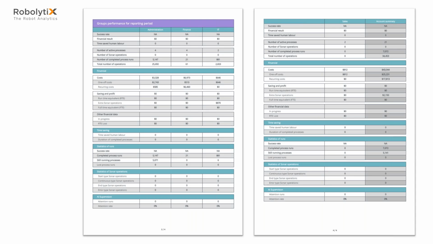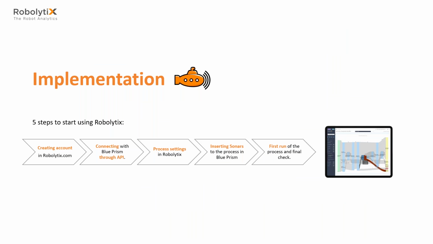And when it comes to the implementation, there are 5 steps to start using Robolytix. The first step is that you create an account on robolytix.com. Then you have to connect your Blue Prism through API with the tool itself. For each process you want to measure, you need to do some setting up, for instance the reports and what exactly you are going to be measuring.